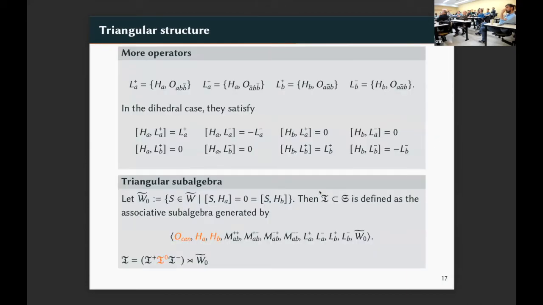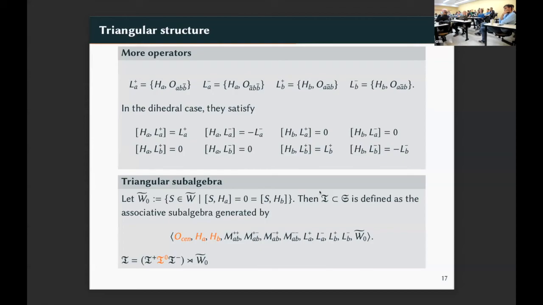Since we are in 4D, we also have the tree index, and we can define other operators, LA plus, LB plus minus, and that also generates some ladder operator relations. The nice thing with those M's, those L's, and the O central, HA, HB is that we have a triangular subalgebra. So we have a subalgebra T, the associative subalgebra generated by all the M's, all the L's, W tilde, and W tilde 0.